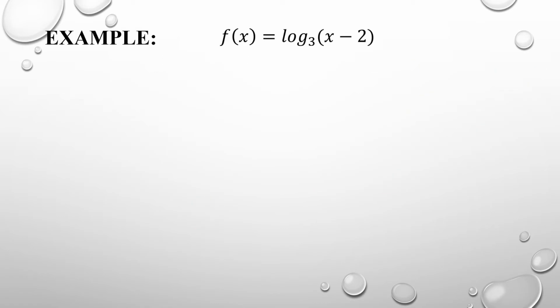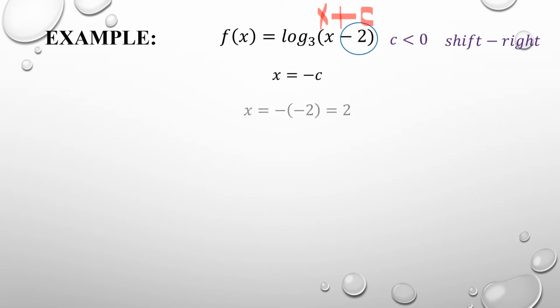So, let's have our first example, which is f of x is equal to logarithm of quantity x minus 2 to the base of 3. Remember na ang gamit nating form ay x plus c. So, kung mapapansin, ang ating c, which is negative 2, ay less than 0. Therefore, magshi-shift tayo pa kanan. So, we have x is equal to negative c. Substitute the value ng c, which is negative 2. So, magkakaroon tayo ng x is equal to 2, and that is our vertical asymptote.